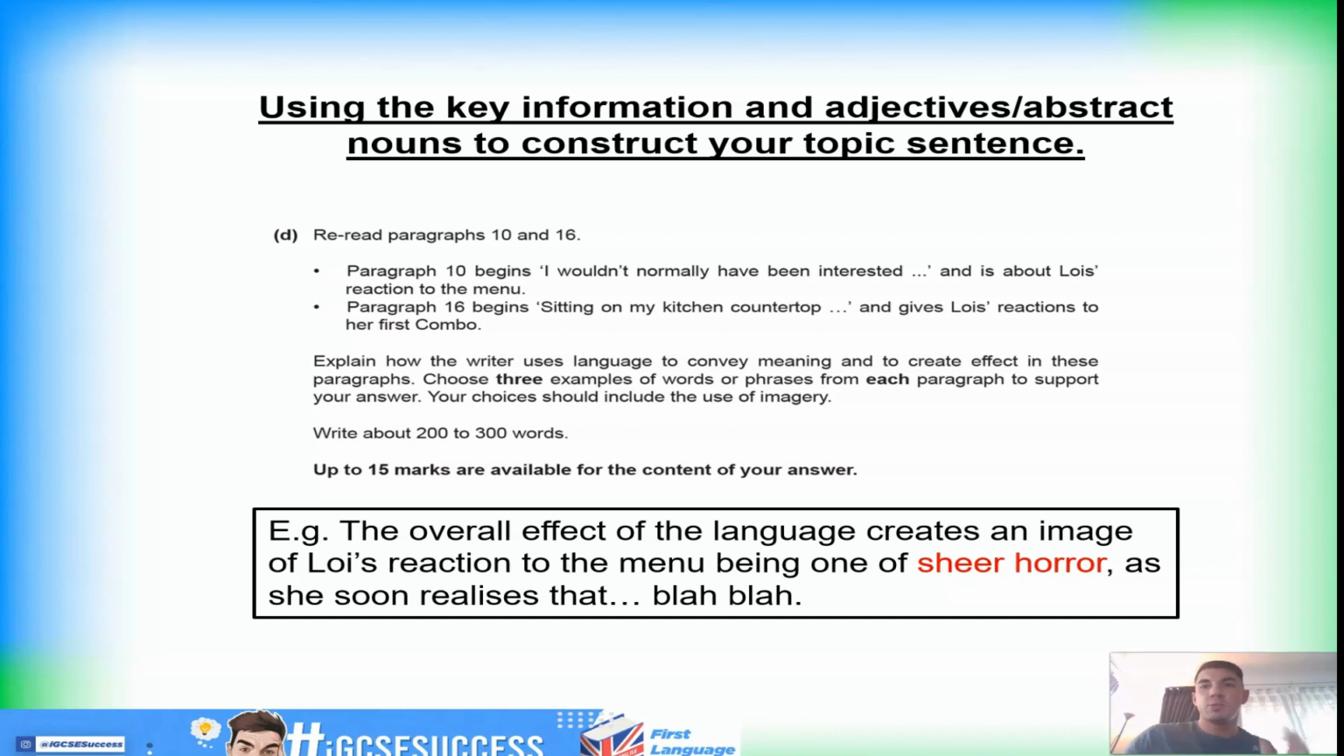And the last question I want to address is, why do I think you should start with a topic sentence overview? The overall effect of the language creates an image of. It keeps your analysis tightly focused on the bullet points. Can you still get top marks if you don't include this topic sentence? Absolutely, but chances are your analysis is going to be far more effective, far more focused on what the writer is trying to achieve.